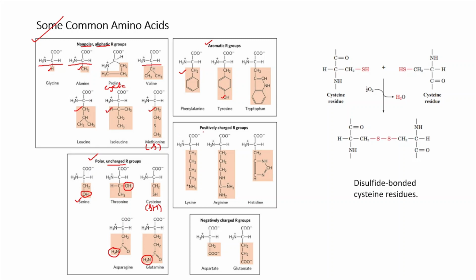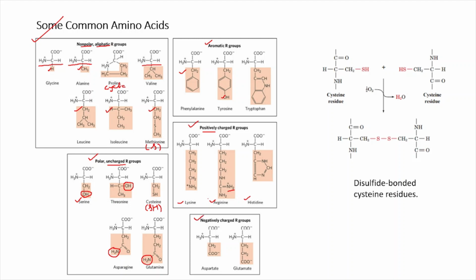Now we come to the positively charged R groups. So here you can see the R groups carry a charge. So that's why they carry a positive charge. These three amino acids, lysine, arginine, and histidine, are polar with positively charged R groups. Here you can see in the R group, we have this NH3 plus group that carries a positive charge. This NH2 plus group carries a positive charge, and here also this NH3 plus group carries a positive charge.